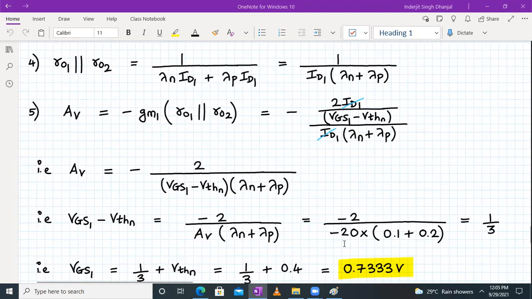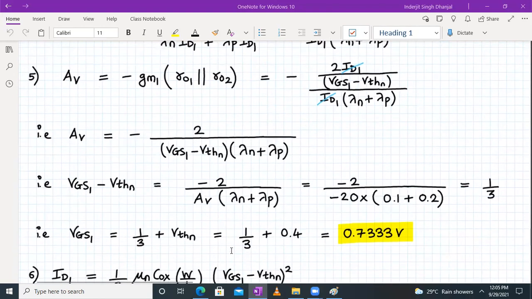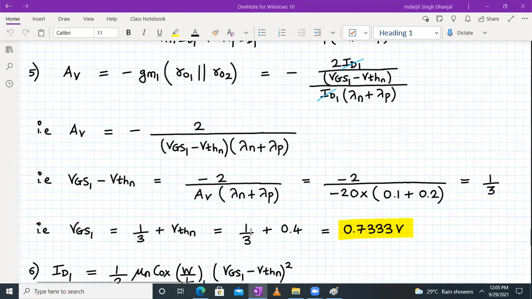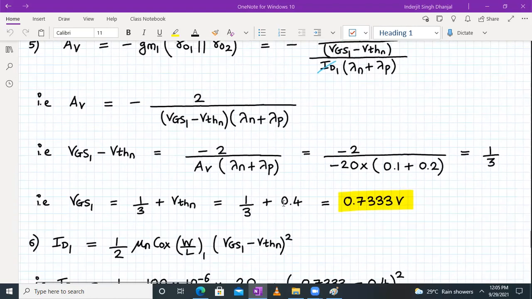So if you solve this, you will get VGS1 minus VTHN is equal to 1 upon 3. And VTHN value is given to us, 0.4. So 1 by 3 plus 0.4 will give us 0.7333 volt. So please cross check this answer by substituting the values in a calculator, and let me know if you get anything different in the comment section. So VGS1 is coming out to be 0.7333 volt. Remember, we have to find the sizing. So don't forget that fact.